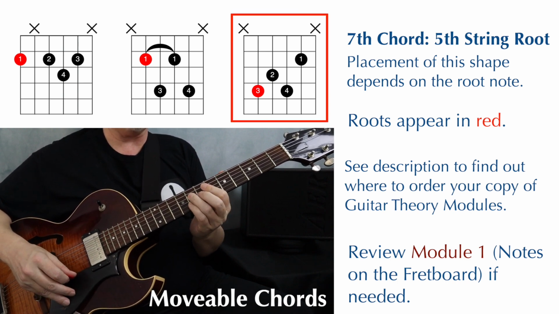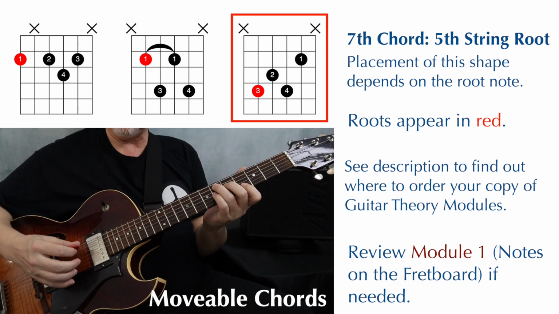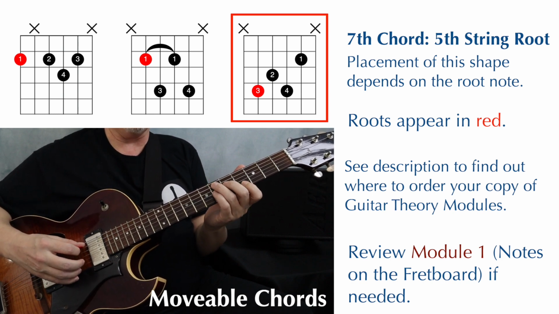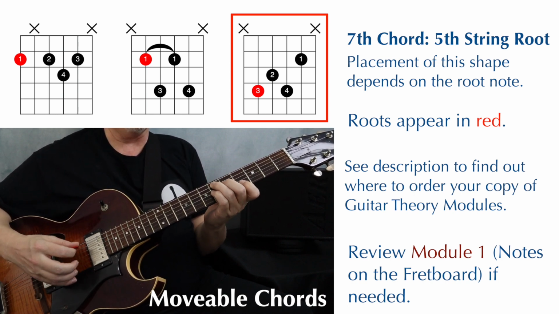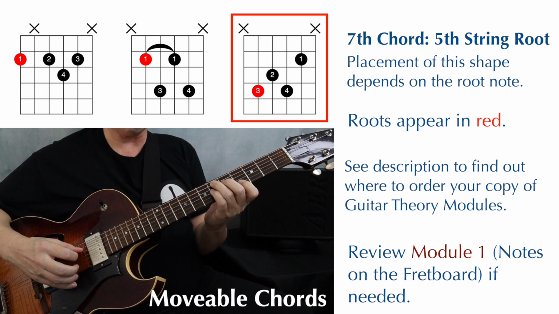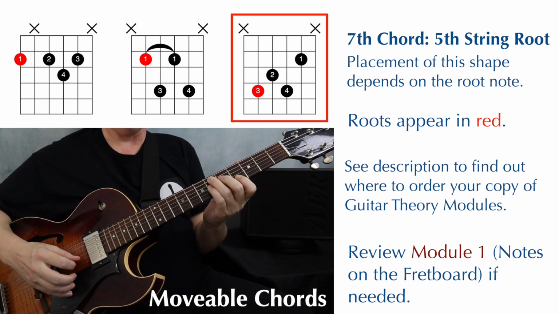And another dominant 7 shape you can play with the root on the 5th string. This is shaped just like a C7. You're just playing the middle 4 strings. Fingers 3, 2, 4, and 1.